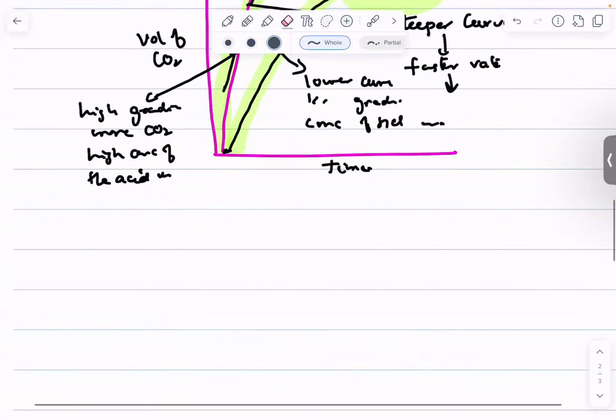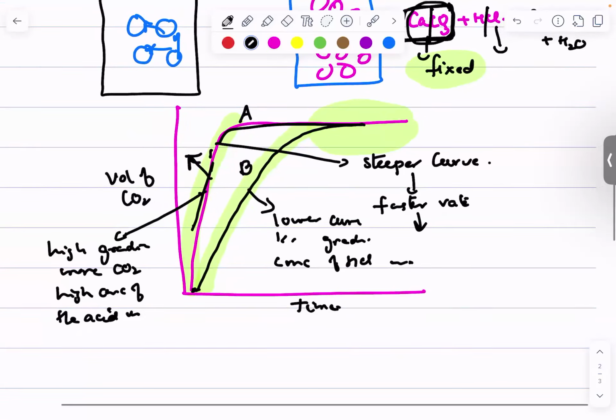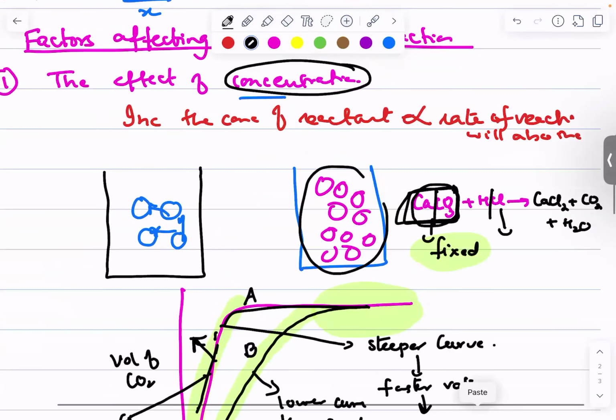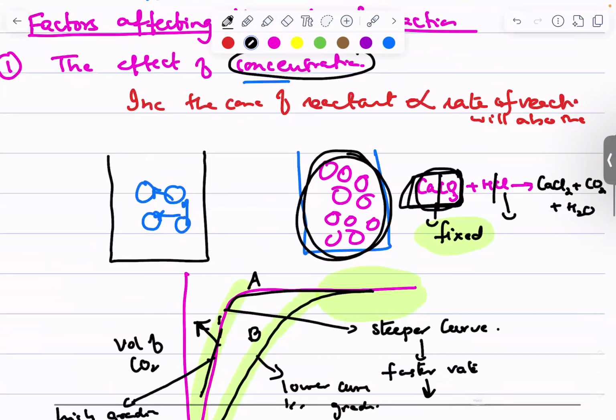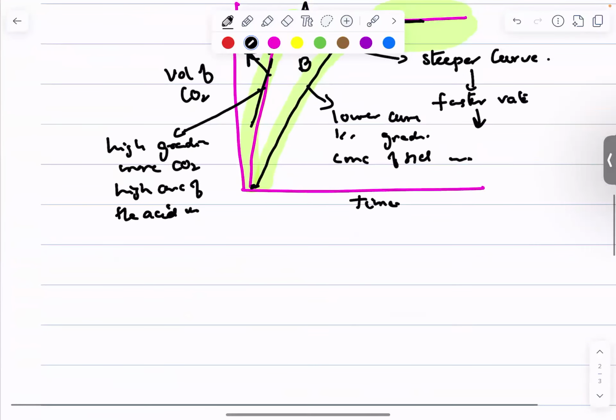Now we are going to discuss the effect of, and you can also discuss in terms of collision, because more concentration means more particles. More particles means more collision. More collision means more products. Should I write this?